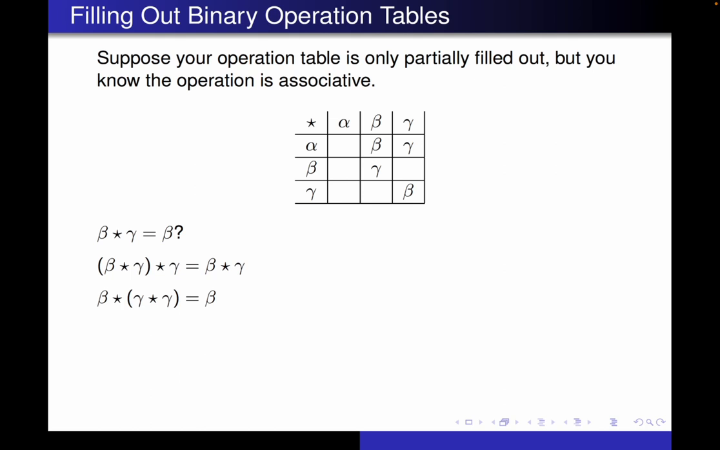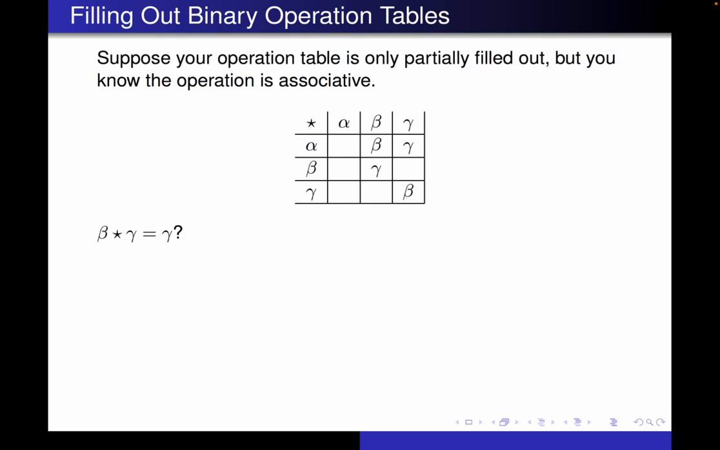Well, I know what gamma star gamma is. Gamma star gamma is equal to beta, and so I can replace that with beta. So I have beta star beta equals beta, except that it doesn't. If I look at the binary operation table, beta star beta is equal to gamma. So I get gamma equals beta. Those are two different elements. That is a contradiction. So no, beta star gamma cannot equal beta. One down. Let's see if we can eliminate another one.